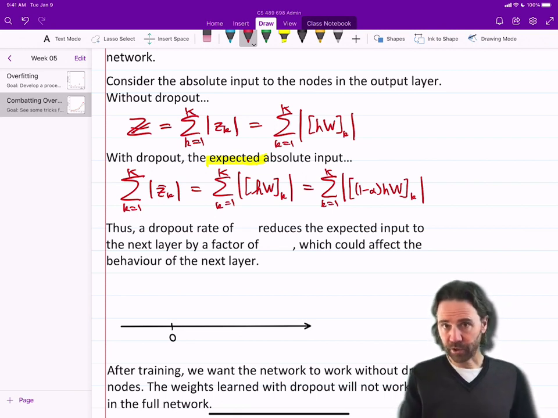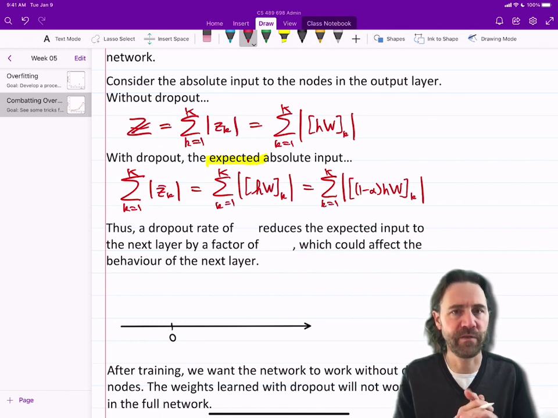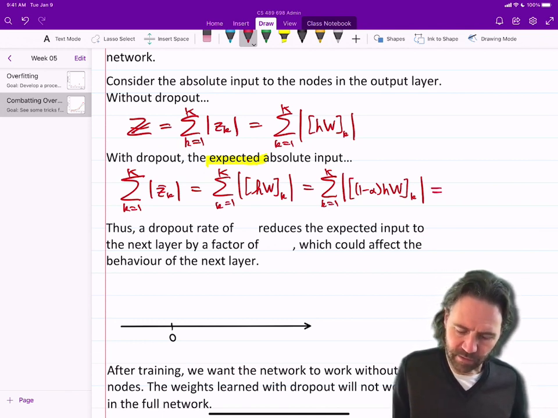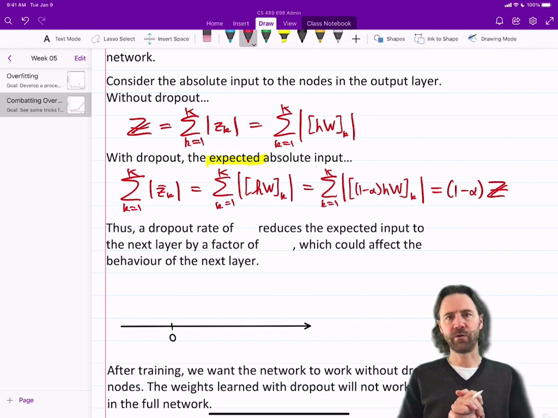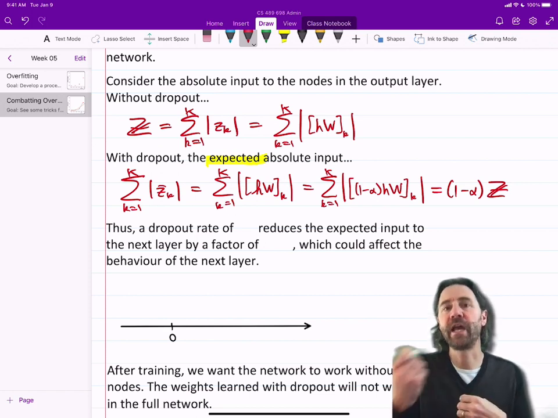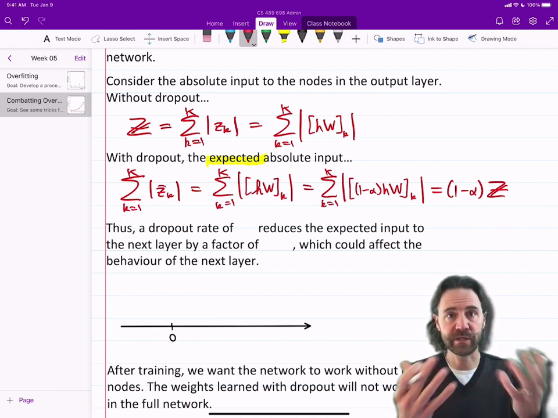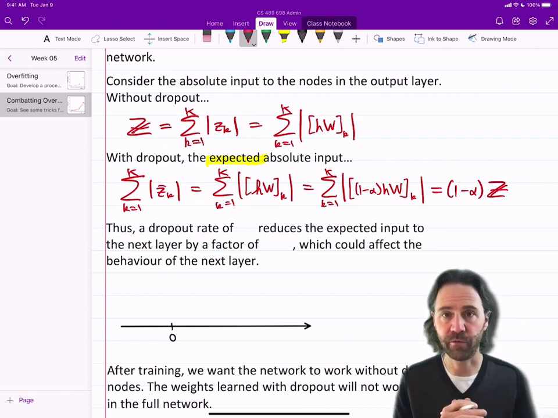So the input current to the output layer would include the 1 minus alpha, the nodes that were not zeroed out. So this is all 1 minus alpha times bubble Z. If on average each node has an 80% chance of being dropped, that means only 20% of the current is making its way through to the output layer. And that's what we're seeing here, 1 minus alpha.